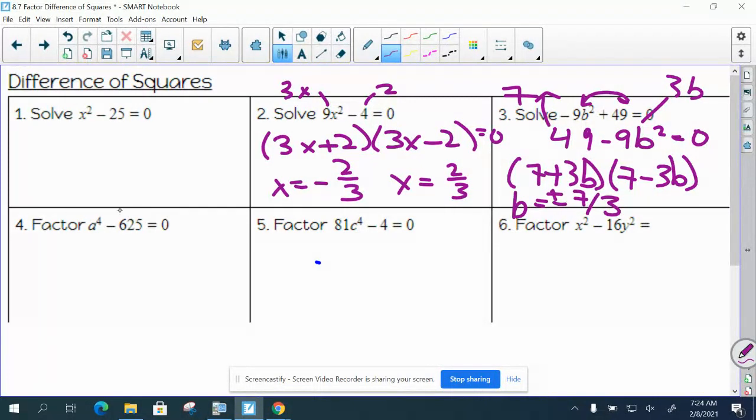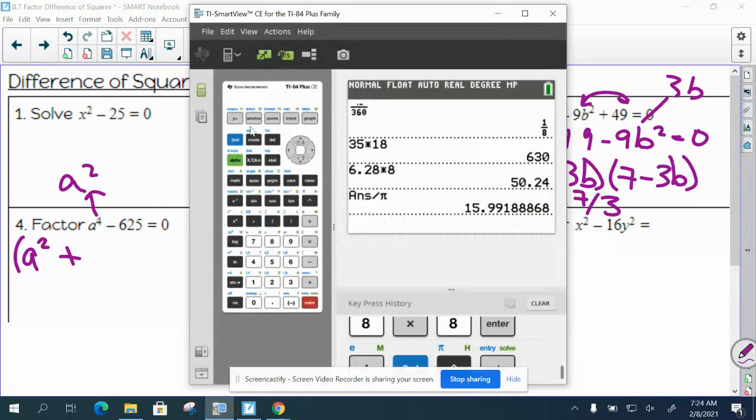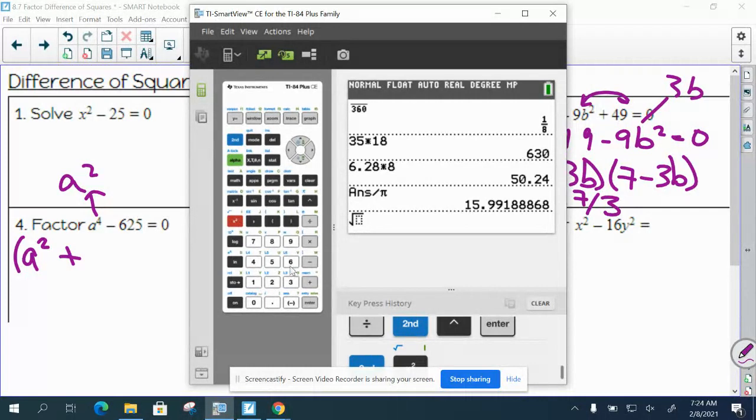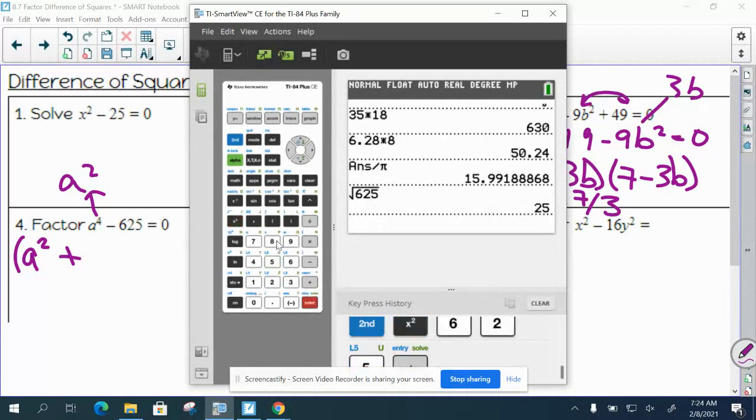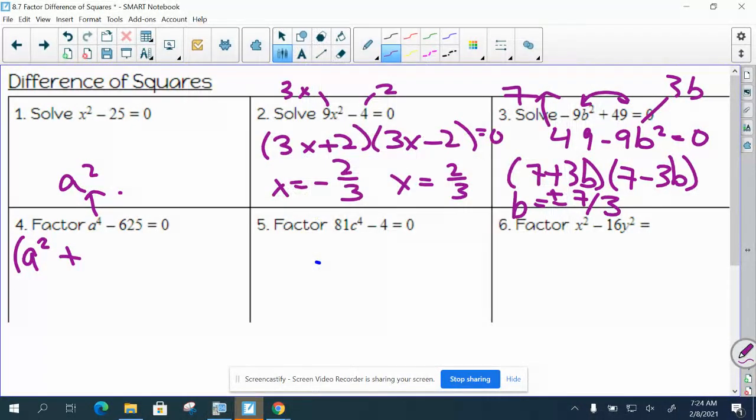For part 4, a to the 4th power, the square root of that would be a squared. So here we would have a squared plus, and then the square root of 625, I believe, is 25. Yep, 25. And then a squared minus 25.